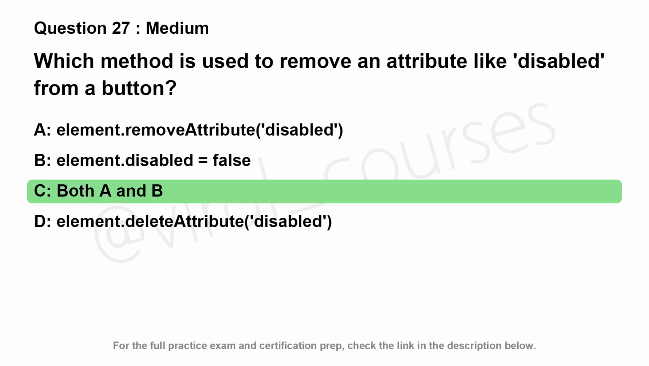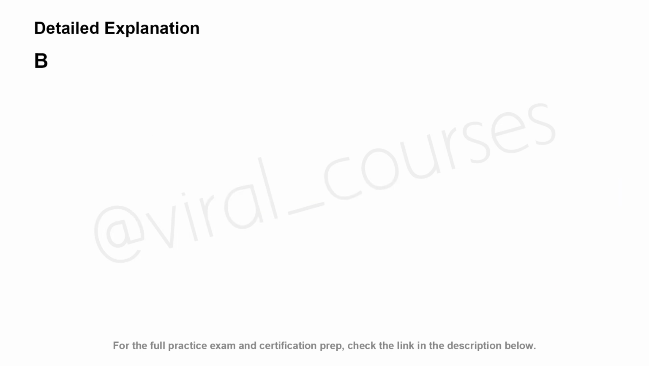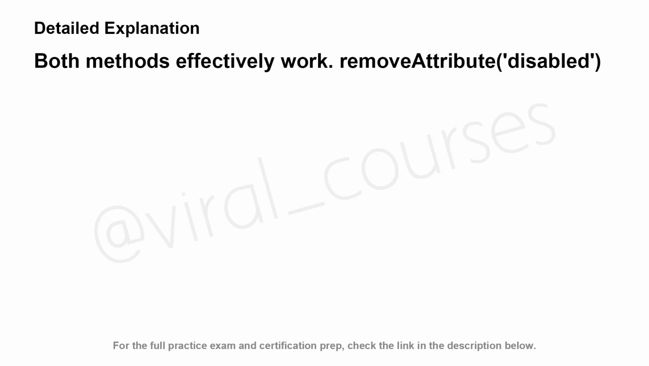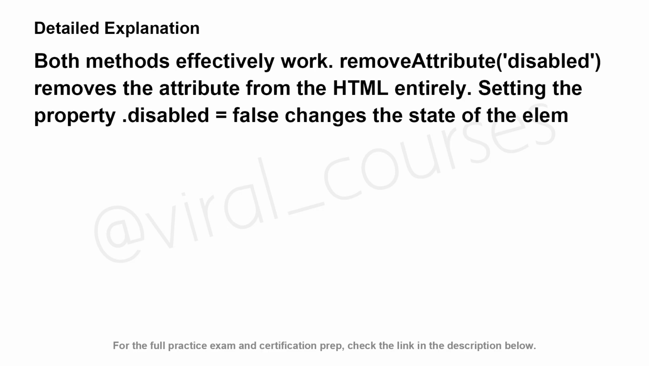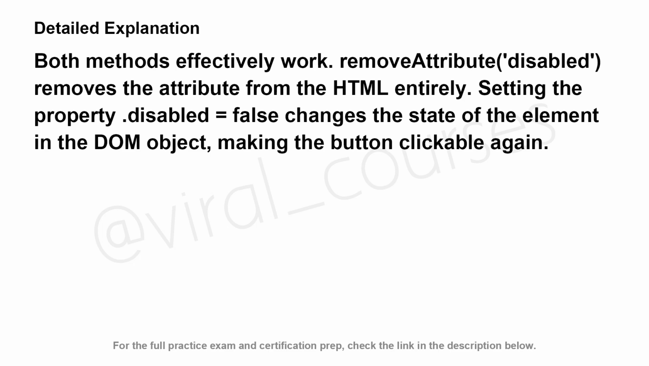The correct answer is C. Both methods effectively work. removeAttribute('disabled') removes the attribute from the HTML entirely. Setting the property disabled = false changes the state of the element in the DOM object, making the button clickable again.